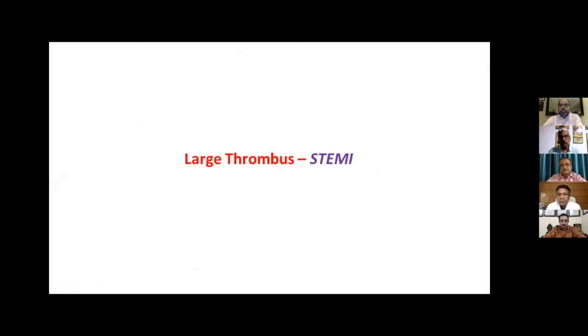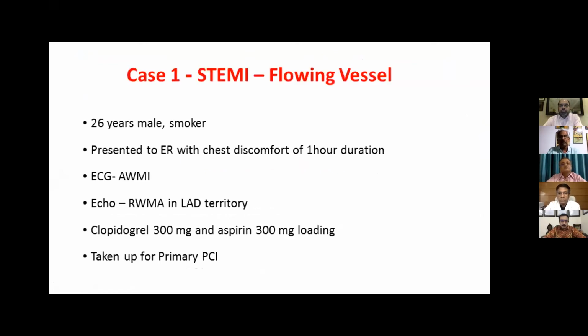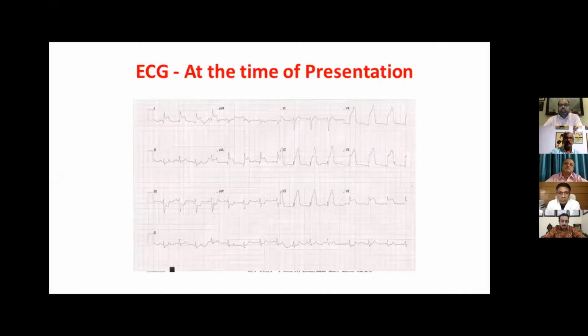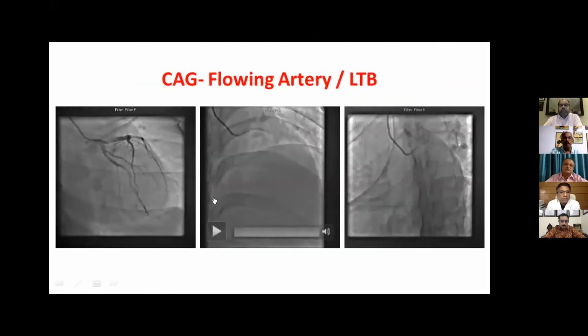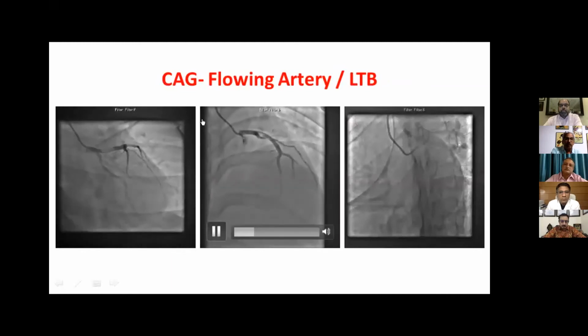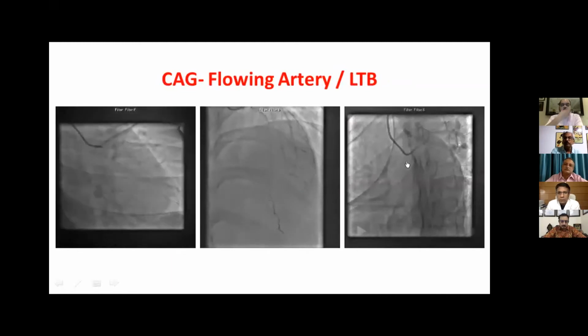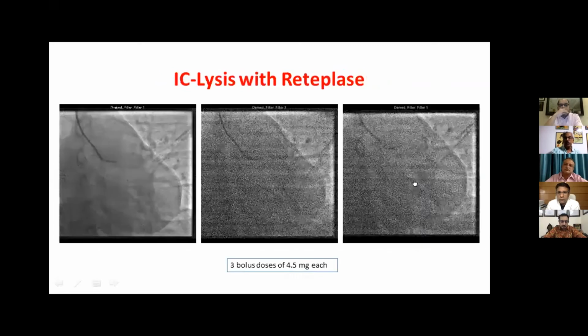Now, in a STEMI, we may have more acute problems where you have more pain. This is a 26-year-old male presenting with an anterior wall STEMI. The patient is front-loaded with dual antiplatelets and taken for primary PCI. That's the ST elevation on anterior leads. And you can see again a similar scenario, large thrombus here, reasonable flow. So what do you do?